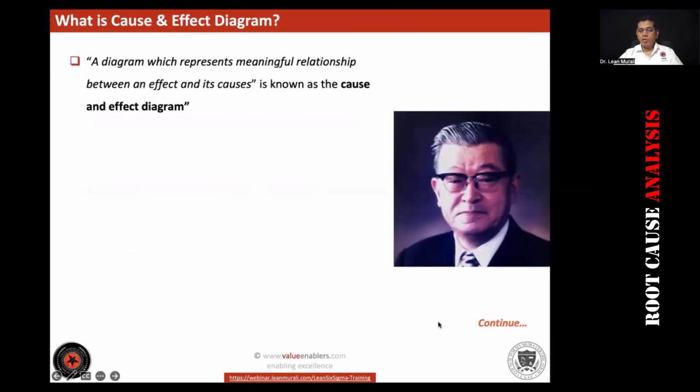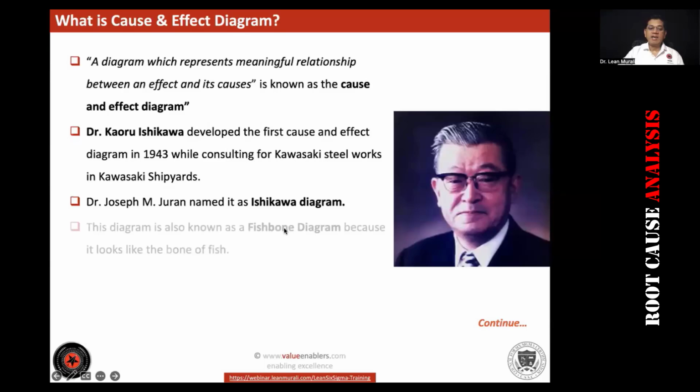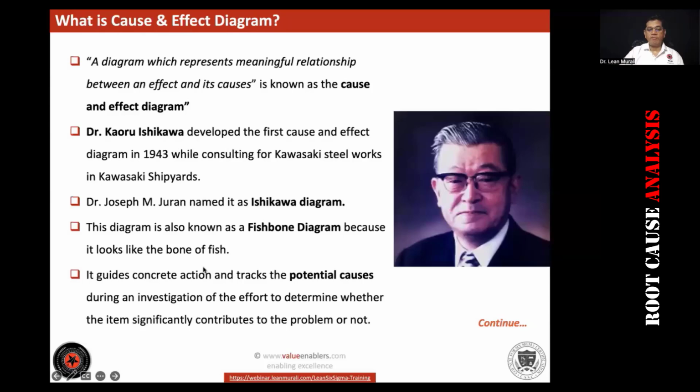Okay, take good notes. A diagram which represents meaningful relationship between effect and causes, called the cause and effect diagram. Dr. Kaoru Ishikawa, 1943. He was consulting Kawasaki Steelworks in Kawasaki shipyards. So he developed these diagrams. Okay. And then Dr. Joseph Juran named it after his name. He popularized it, called Ishikawa diagram. It's also called fishbone diagram because it's in the shape of the fish.